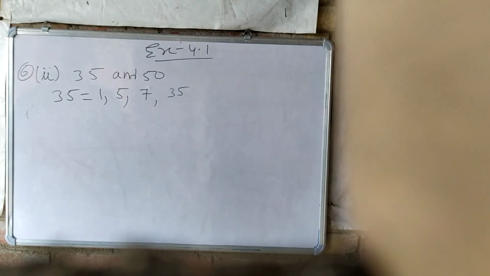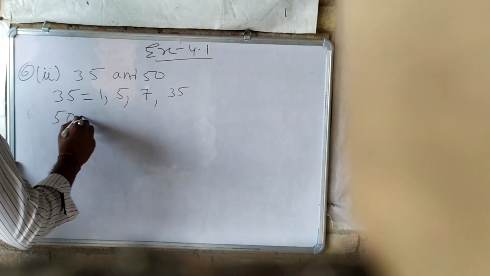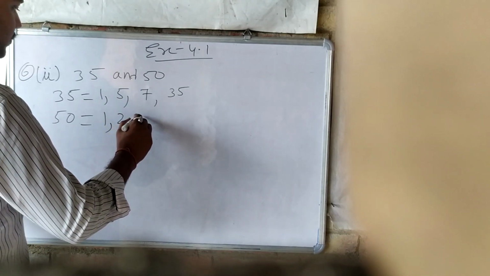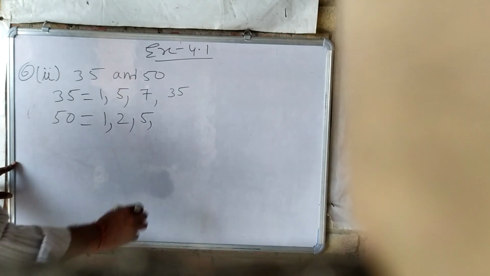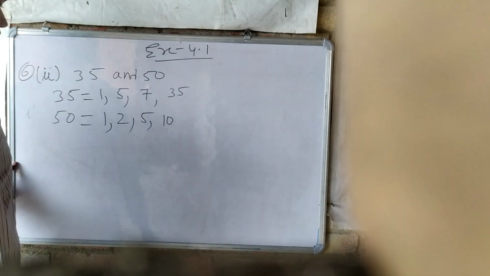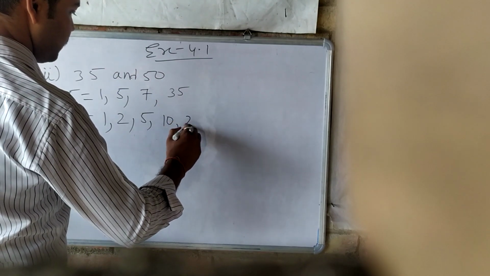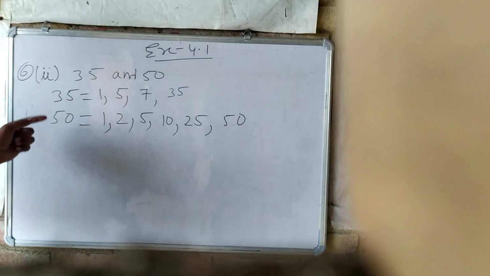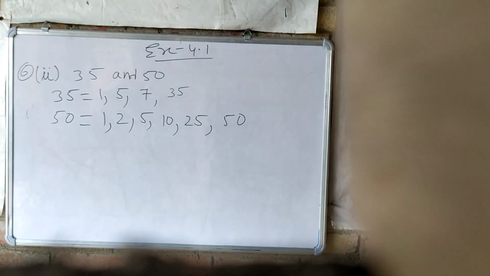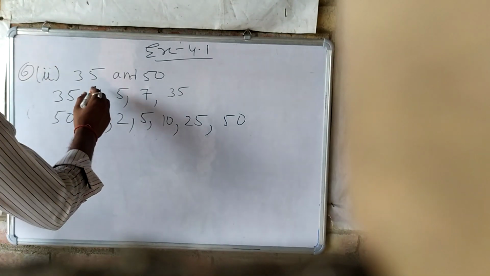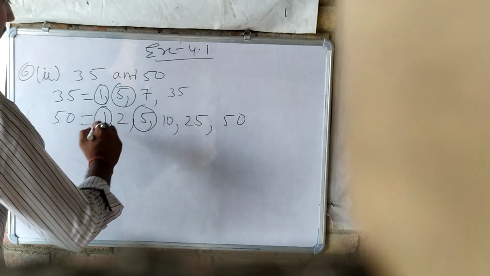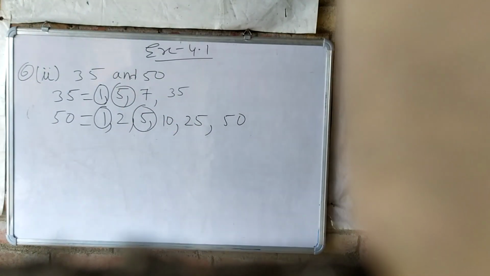Then we will write the factors of 50. 1, 2, 5, 10, 25 and 50. So we have written the factors of 35 and 50. Now we will see what the common factors are. So common factors we have 1 and 5. Only 2 common factors we have.